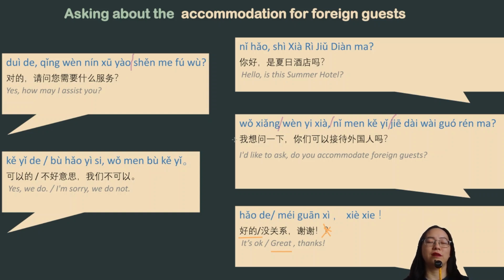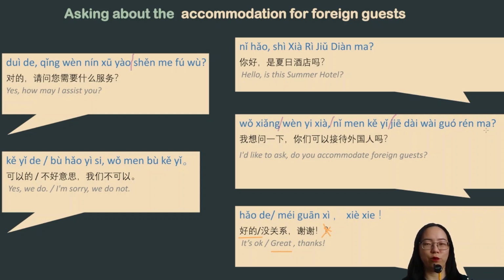And now you want to ask if they can host foreigners. 我想 I want to 问一下 ask briefly. So 一下 means briefly or shortly. 你们 you 可以 can. So this is a chunk. 你们可以 you can blah. 接待外国人 接待 means to accommodate or to host. 外国人 foreigner. 外 means out. 国 means country. 人 means people.